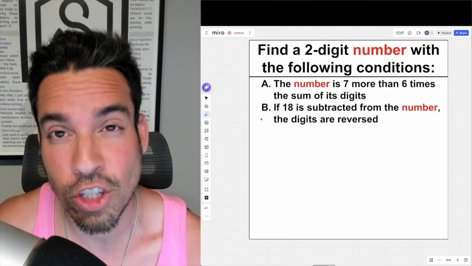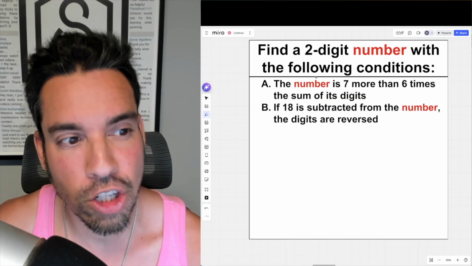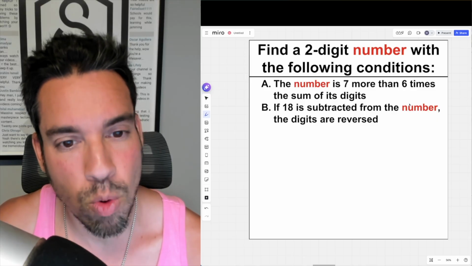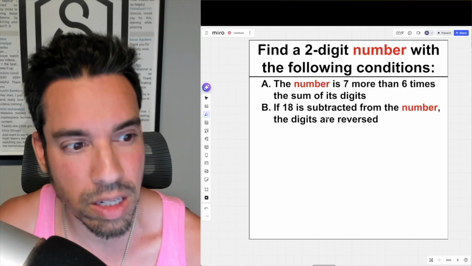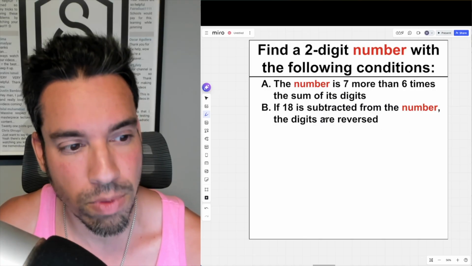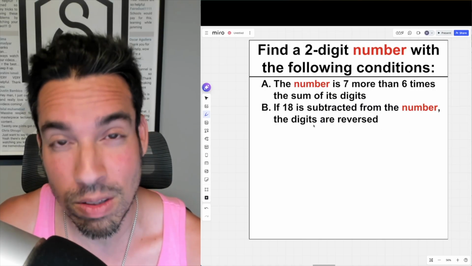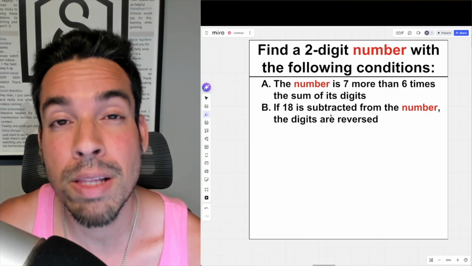In this one, the question is as follows. Find a two-digit number with the following conditions. The number is 7 more than 6 times the sum of its digits. If 18 is subtracted from the number, the digits are reversed. Hit that pause button and see if you can figure it out. When you're ready, hit play, and I'll give you the explanation.